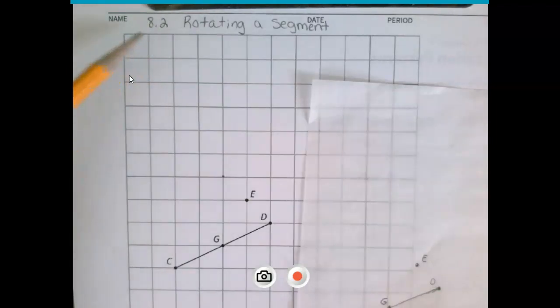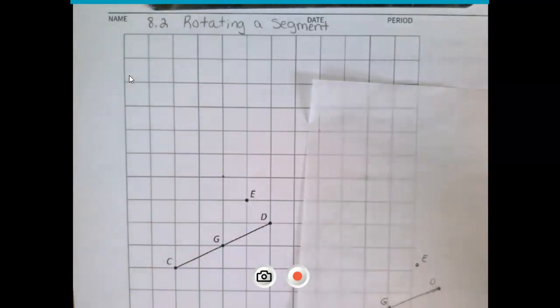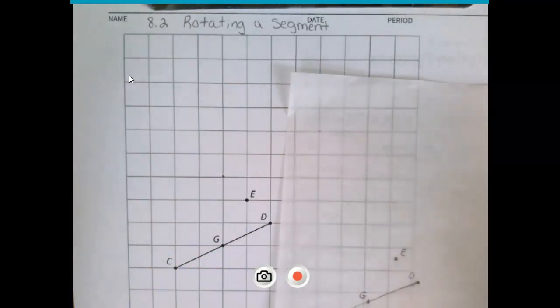Okay, so this activity is 8.2, rotating a segment. Now this is a little bit different in your book than it was online, because online you had to make your own line segment and things like that, but in the book it already provides it for you, so we're just going to use what the book has. So I can demonstrate what your activity should look like.